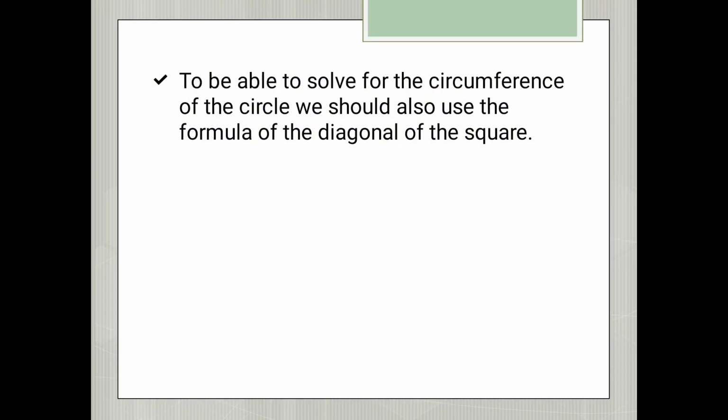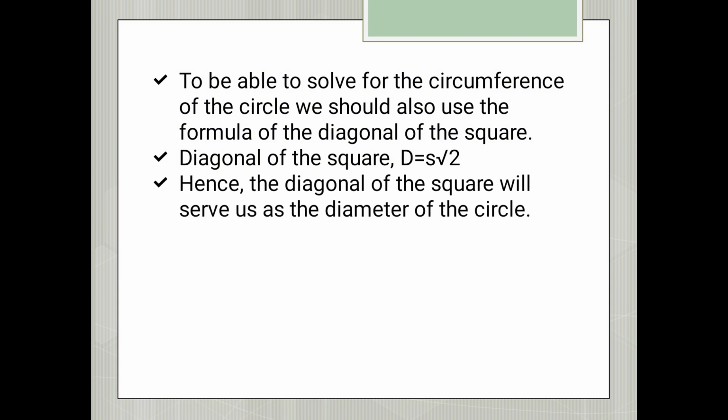To be able to solve for the circumference of the circle, we should also use the formula of the diagonal of the square. Diagonal of the square, d equals side times square root of 2. Hence, the diagonal of the square will serve us as the diameter of the circle.